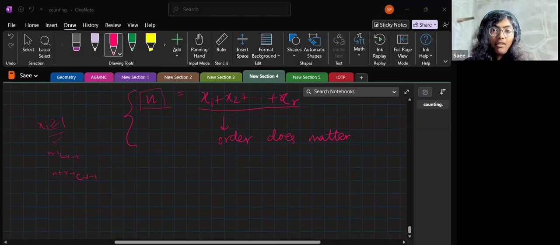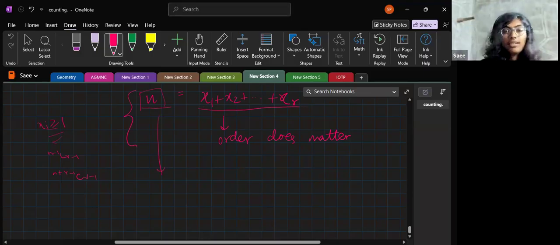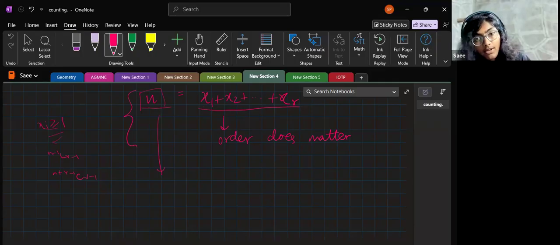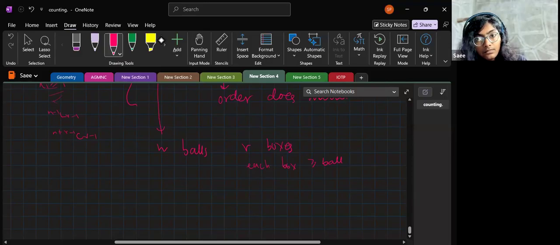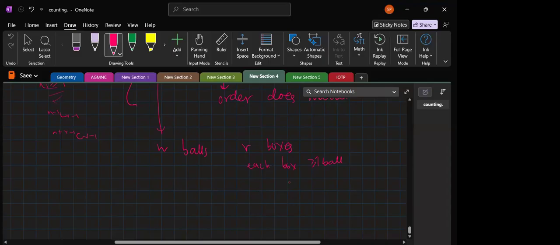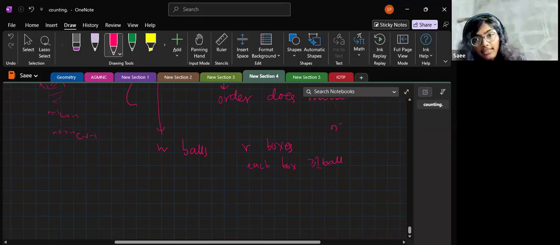Another way to think about the same question, since this is a boring way: you have n balls and r boxes, and you want to put these n balls into r boxes so that each box has at least one ball. And n must be greater than r. Yes, that is true, n is at least r.